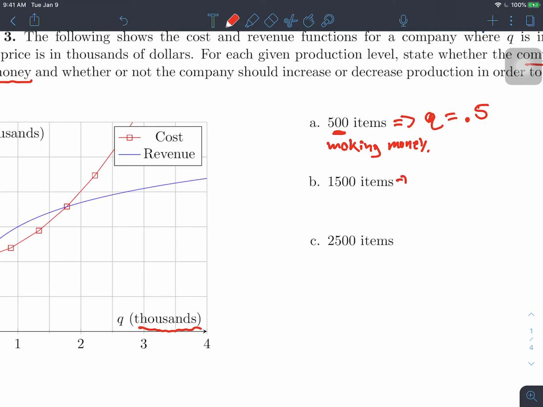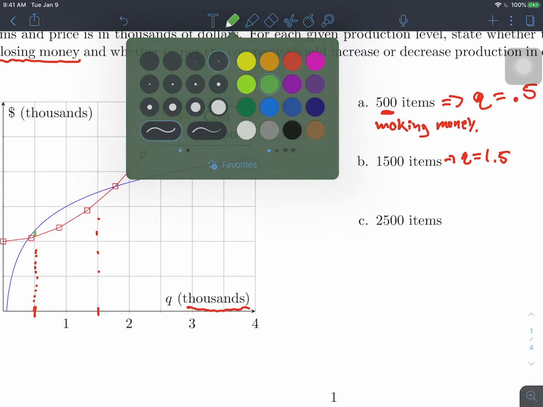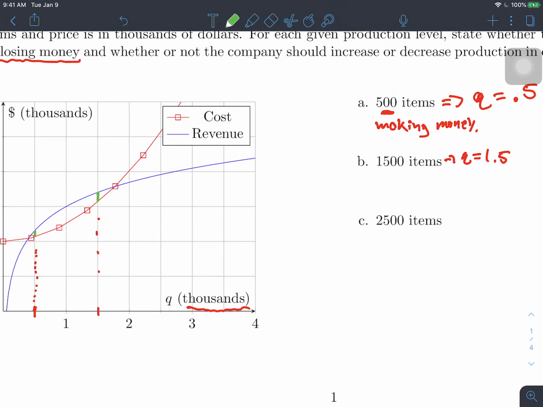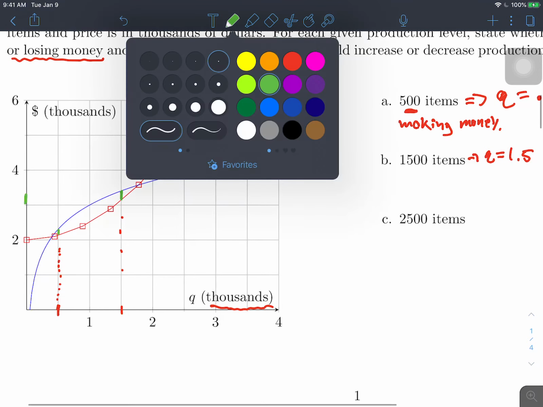Okay, 1,500 items. That tells us that Q is equal to 1.5. I'm going to go to 1.5, go up. Looks like, again, the blue line is higher, so I'm going to put a little green line here to represent the fact that we are making money. The distance of that green line, if we were to measure it over here on the side, that distance would be the amount of profit that we're making. Okay, so again, making money.